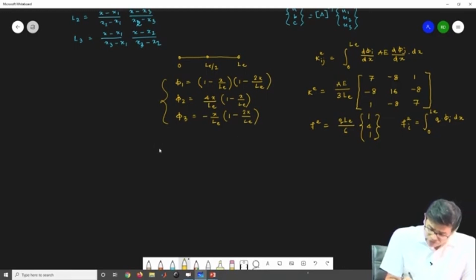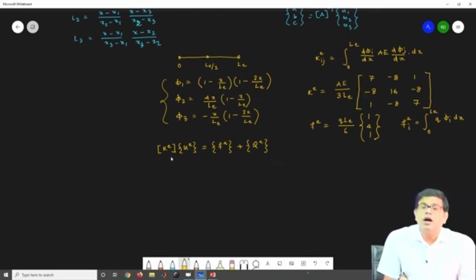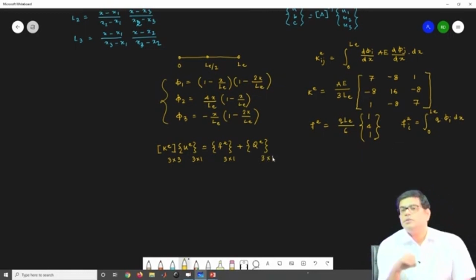So basically again the formulation will look like this. Elemental equilibrium is, this is U, V, the same equation, only the dimensions will be changed now. So this is my Q, V. Here it was a 2 cross 2 matrix, now it is a 3 cross 3 matrix. This is a 3 cross 1 vector, this is a 3 cross 1 vector, and this is a 3 cross 1 vector. And the rest of the procedure is very simple and the same as what we did in the last class.